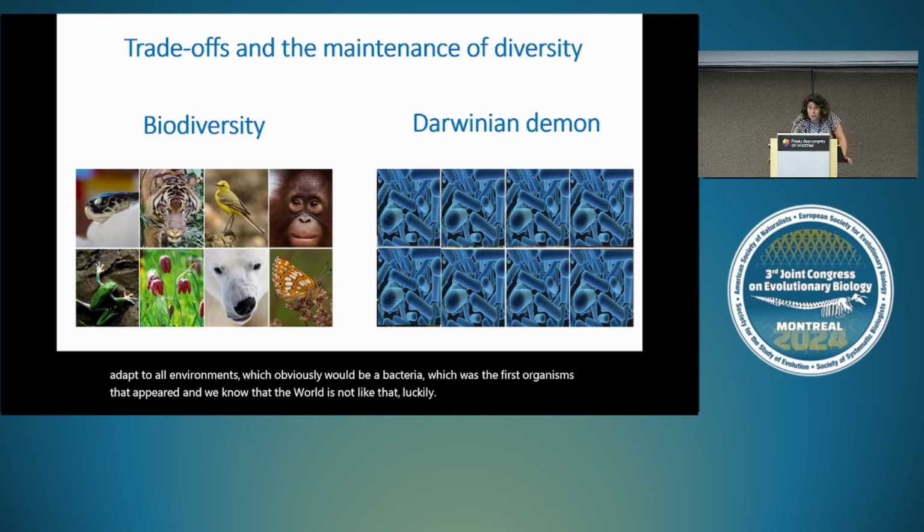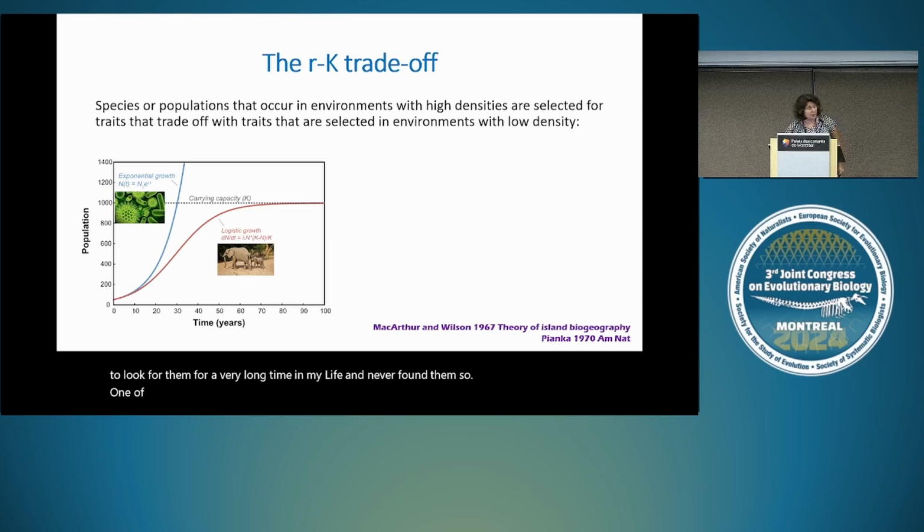To me, I cannot find another explanation but the fact that it is not possible to be well adapted to all environments simultaneously. So there should be trade-offs somewhere, and I've been trying to look for them for a very long time in my life and never found them. So one of them that we decided to dedicate ourselves to is the r-K trade-off.